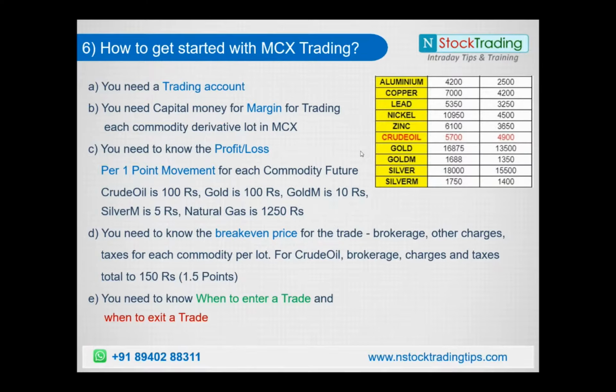And also there are expenses. To arrive at the break-even price, you should know what brokerage you are paying, and what the other charges and taxes are for each lot. You should know these so that you can make the calculation. For example, for crude oil, the brokerage, charges, and taxes come to 150 rupees per lot, which is like 1.5 points.